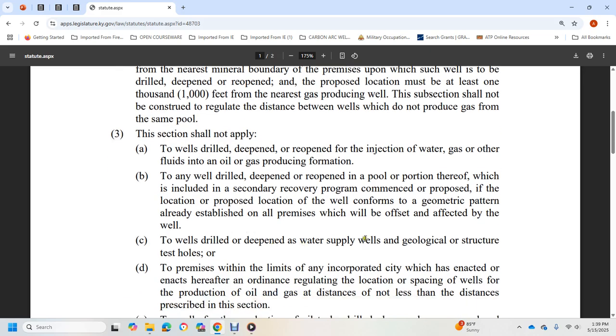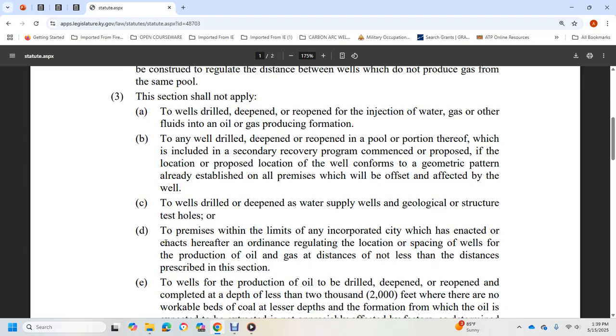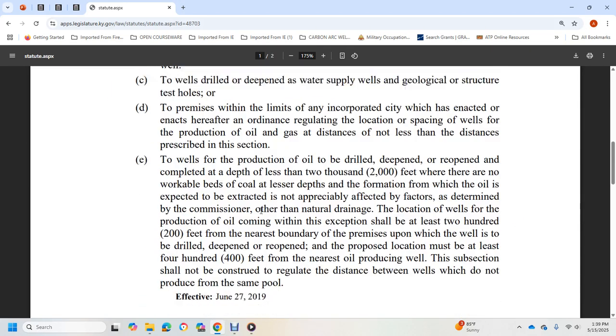Wells drilled, deepened, as well as water supply wells and geological structure testing holes, are exempt for premises within the limits of an incorporated city, and the acts hereof or ordinances regulating the location and spacing of wells producing oil and gas shall require a distance not less than the distance prescribed in this section.